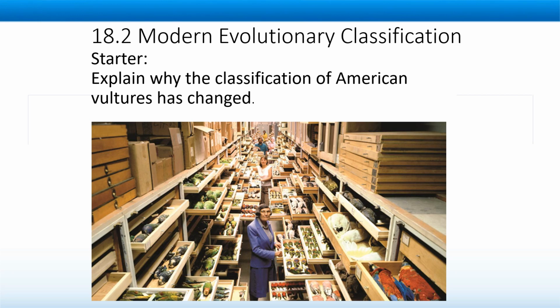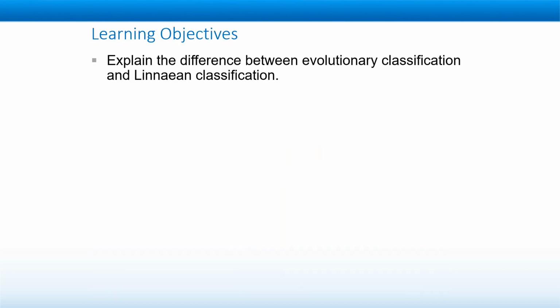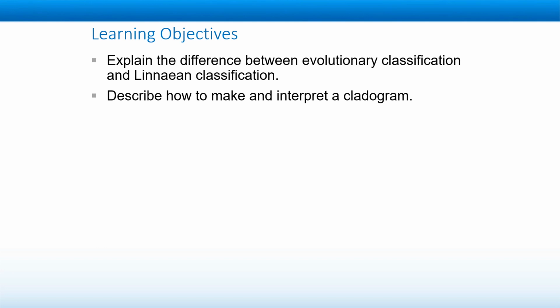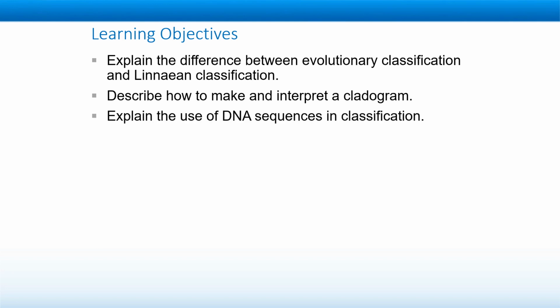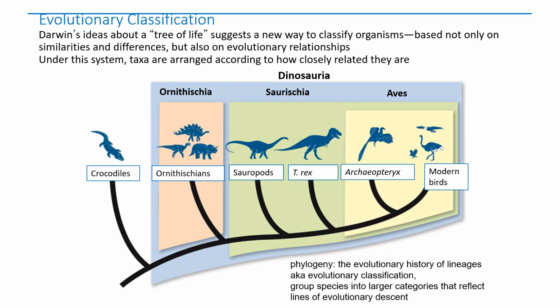In section 2, we're going to look at the modern evolutionary classification. And the starter question is to explain why the classification of the American vulture has changed. So we have 3 learning objectives, learning targets. We're going to look at the difference between the evolutionary classification and Linnaeus's classification system. We're going to look at a cladogram, and then we will look at how DNA is used in classification.